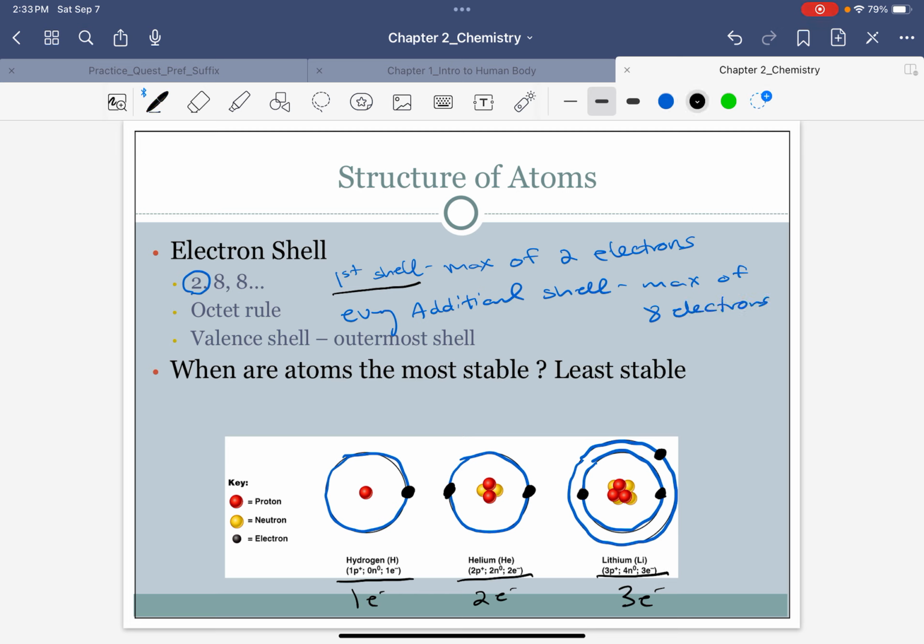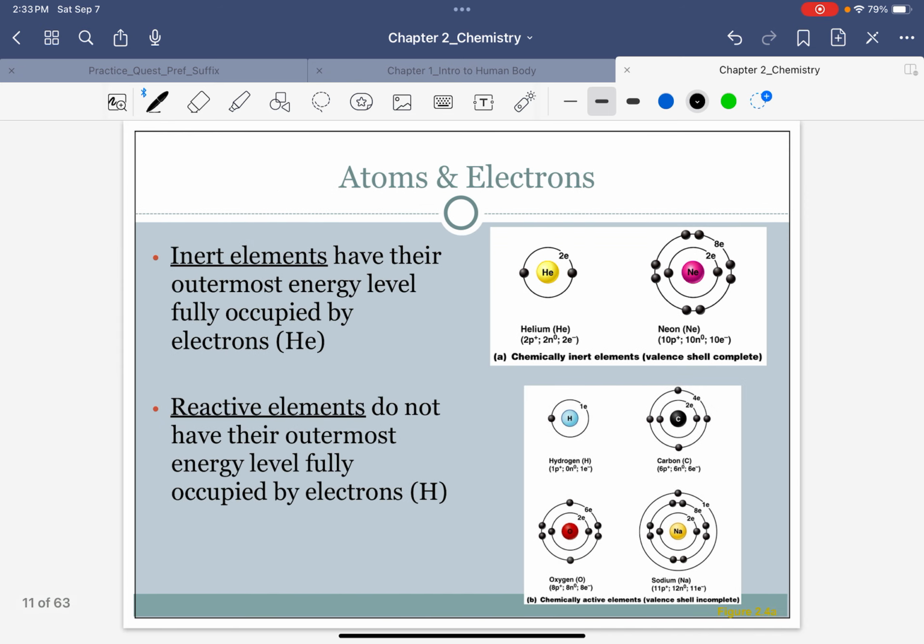This is sometimes called the octet rule. Every additional shell can hold a max of 8. So let me just go ahead to another example. Again, you're not going to have to know these atoms specifically, but I'm just using them as an example. Let's say, let's use carbon.